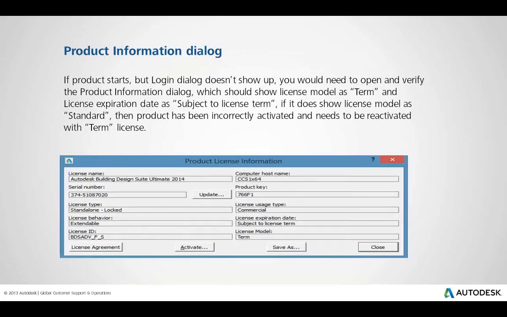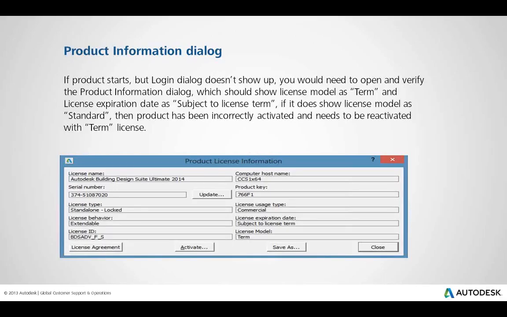If a product starts but the login dialog doesn't show up, you will need to open and verify the product information dialog, which should show the license model as term. In this case, it's showing you standalone locked. Right? You see that on the license type? If it doesn't show the license model as term, then the product has been incorrectly activated and needs to be reactivated with a term license. And this goes back to scalability.